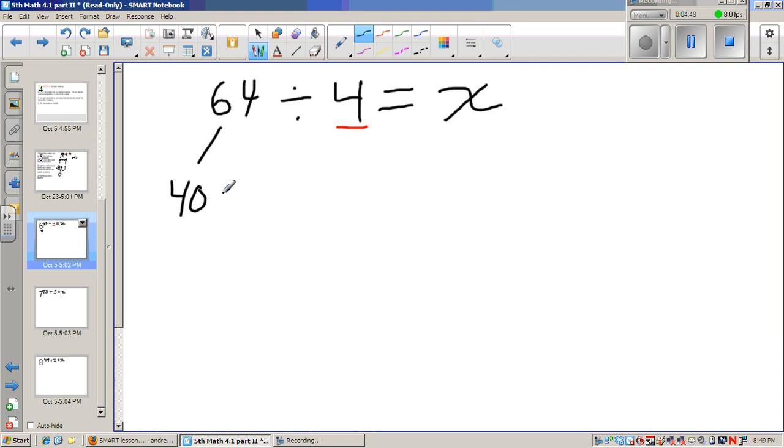So 40. And my second number, I don't get to choose, because it's got to add up to 64. So what plus 40 equals 64? That would be 24. Now I've got to divide both of these smaller numbers by 4, and this one's really friendly because I know that it's just going to be 10.